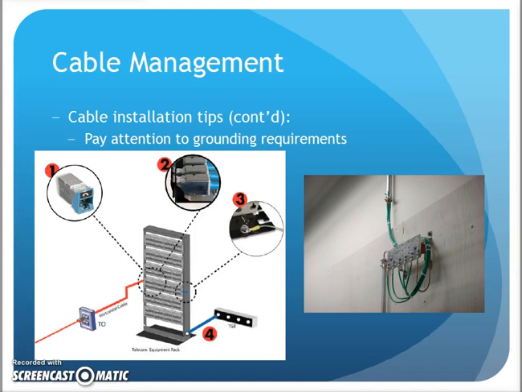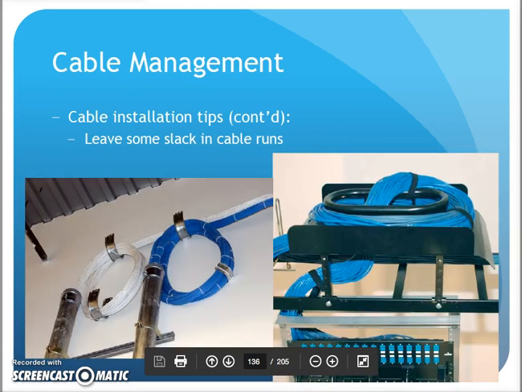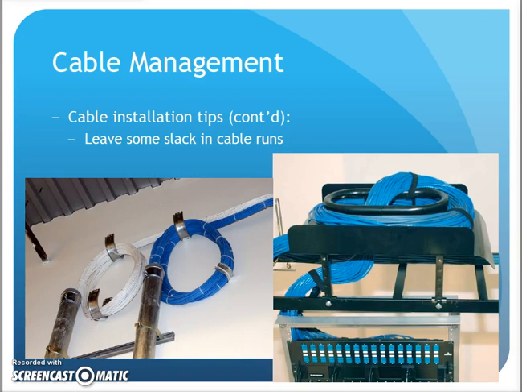When installing cabling, pay attention to grounding and bonding requirements. The equipment rack itself needs to be grounded because if you have a short on a switch or something like that and this rack is metal, it could be dangerous. It needs to be grounded so you don't have any issues like that. It also helps get rid of electrical noise in the cabling.